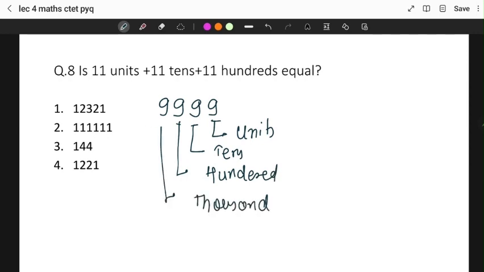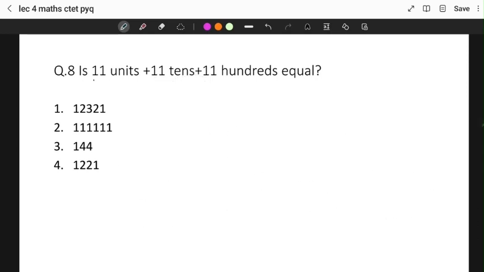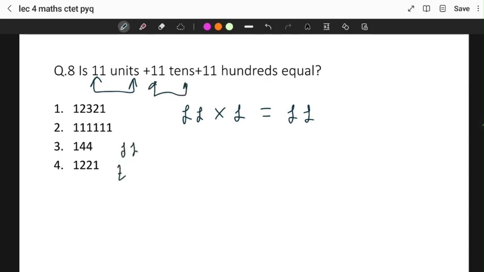So for units place, I'm going to simply multiply it by 1. For tens place, I'm going to multiply it by 10, that is 90. For hundreds place, I'm going to multiply it by 100, that is 900. And for thousands place, I'm going to multiply it by 1000, so this will give me 9000. So this is how it works. I have just made you understand the basics for this. Now here, if they are talking about 11 units, for units we are going to multiply 11 by 1, so this will give me 11. For 11 tens, what am I going to take?